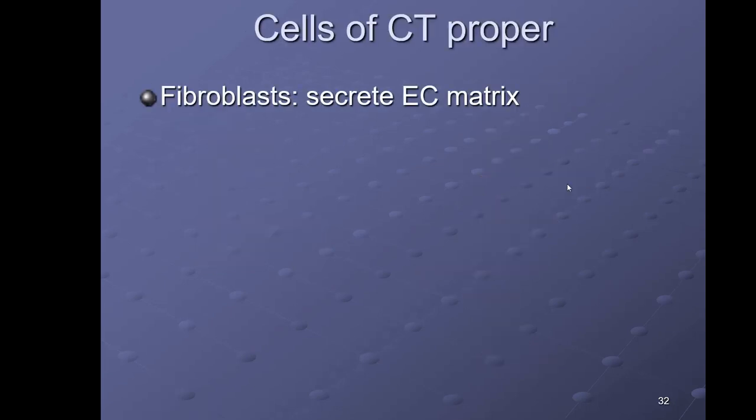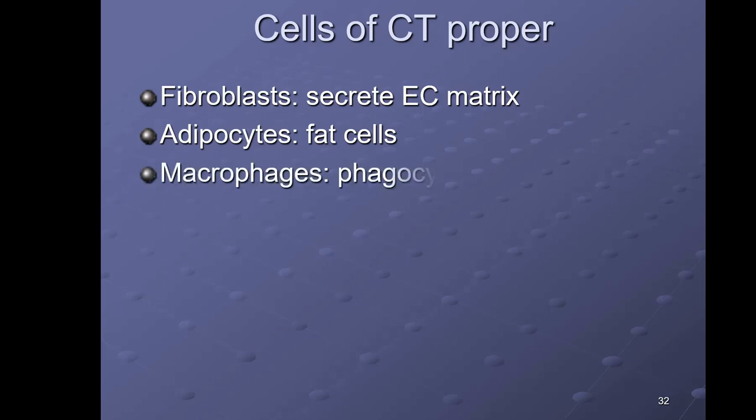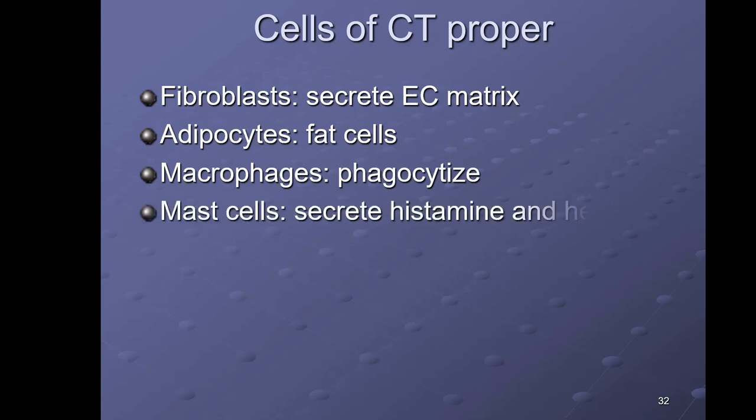So the cells that can be found throughout connective tissue are fibroblasts, which secrete extracellular matrix of other tissues, adipocytes, which are fat cells, macrophages, which phagocytize things. That basically means they eat things. Mast cells secrete substances called histamine and heparin. Histamine is a vasodilator, meaning that it dilates blood vessels, and heparin is a blood thinner, meaning it thins the blood a little bit. So both of these are involved in inflammation and an inflammatory response.